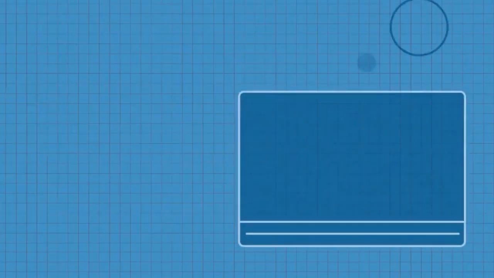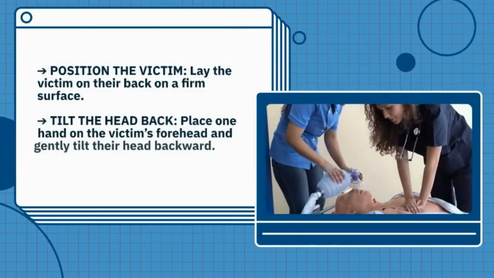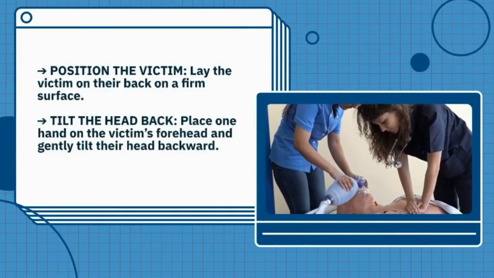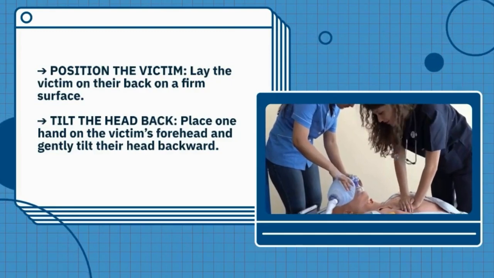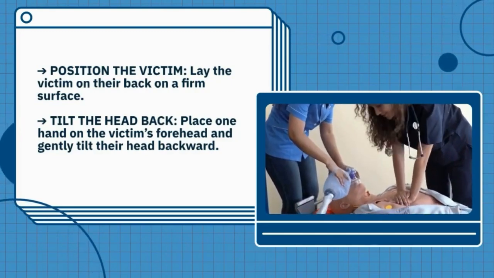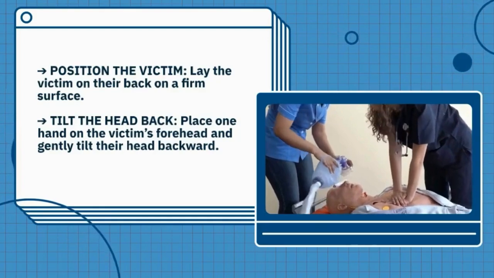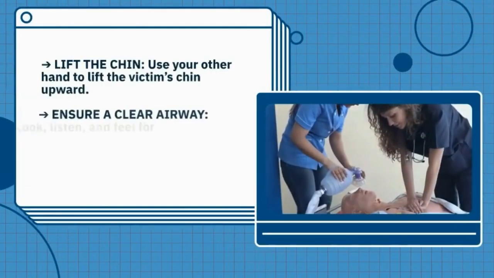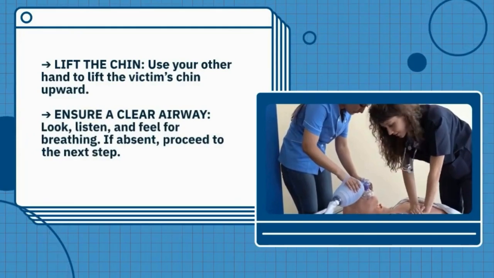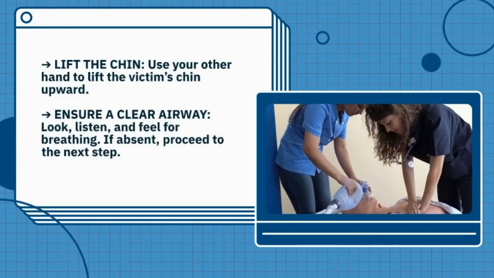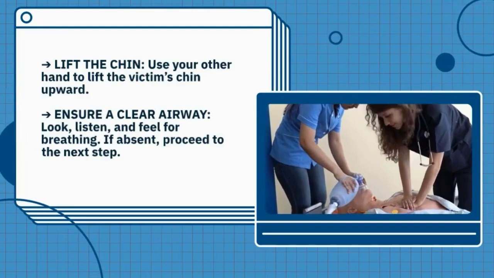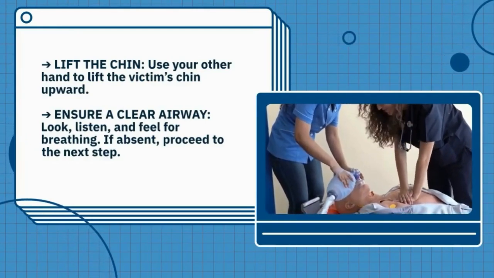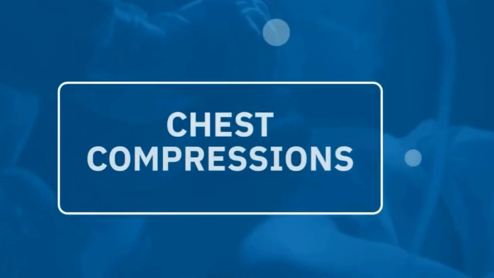Airway position. Lay the victim on their back on a firm surface. Tilt the head back. Place one hand on the victim's forehead and gently tilt their head backward. Lift the chin. Use your other hand to lift the victim's chin upward. Ensure a clear airway. Look, listen, and feel for breathing. If absent, proceed to the next step.